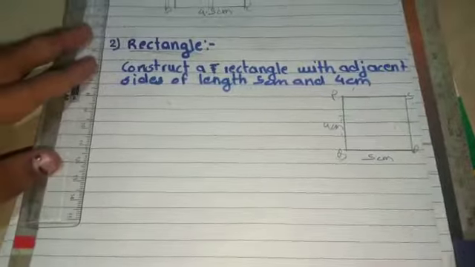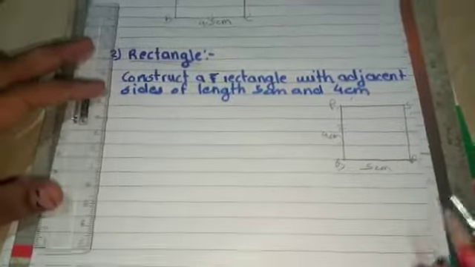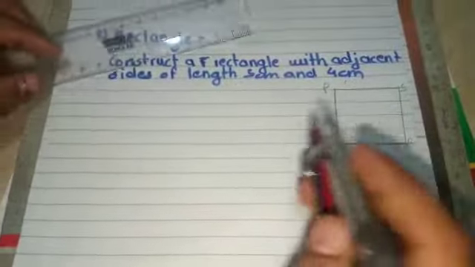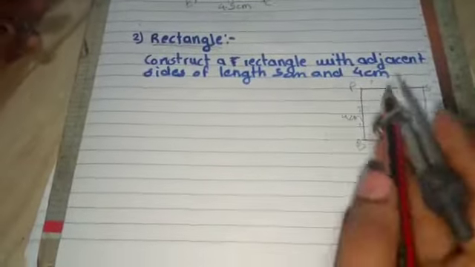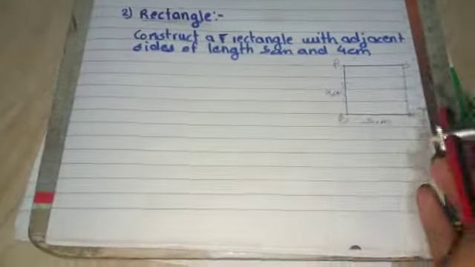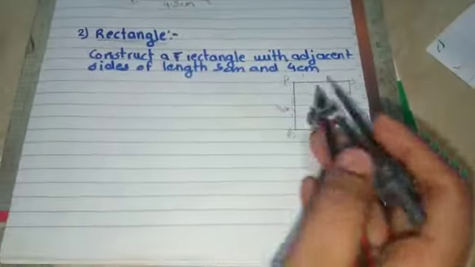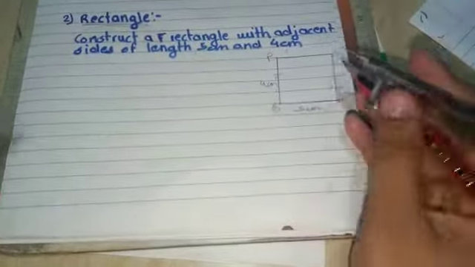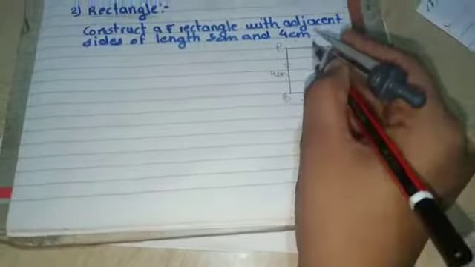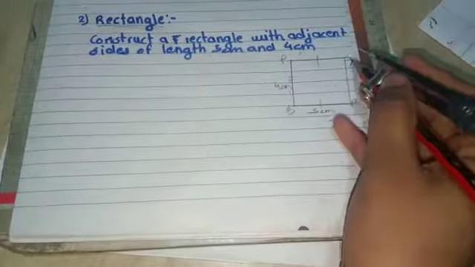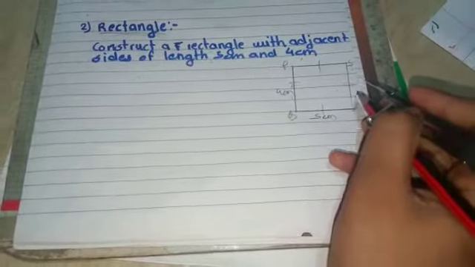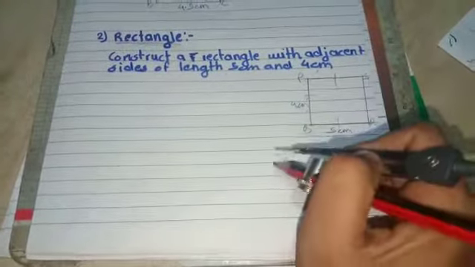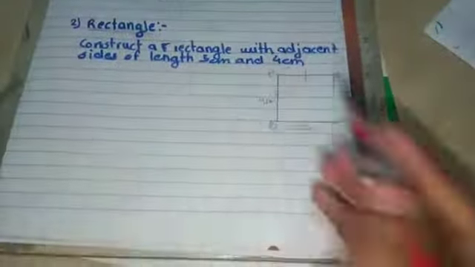Now we will construct a rectangle which has adjacent sides of 5 centimeter and 4 centimeter. For that we have drawn the rough figure here, PQRS. In this, QR is 5 centimeter and PQ is 4 centimeter. And as we have already said, opposite sides are equal. So whatever PQ is, that much will RS be, and whatever QR is, that much will PS be. Okay, so let's start the construction.